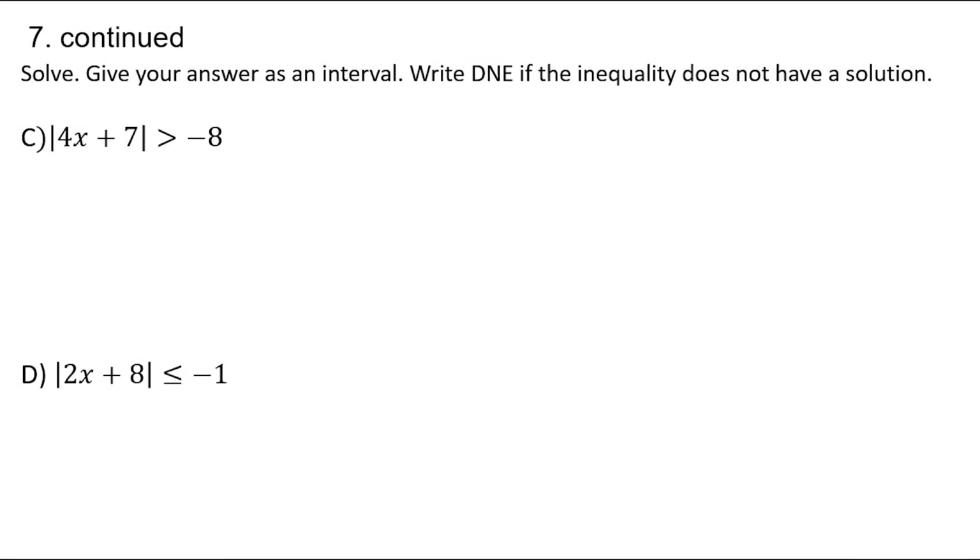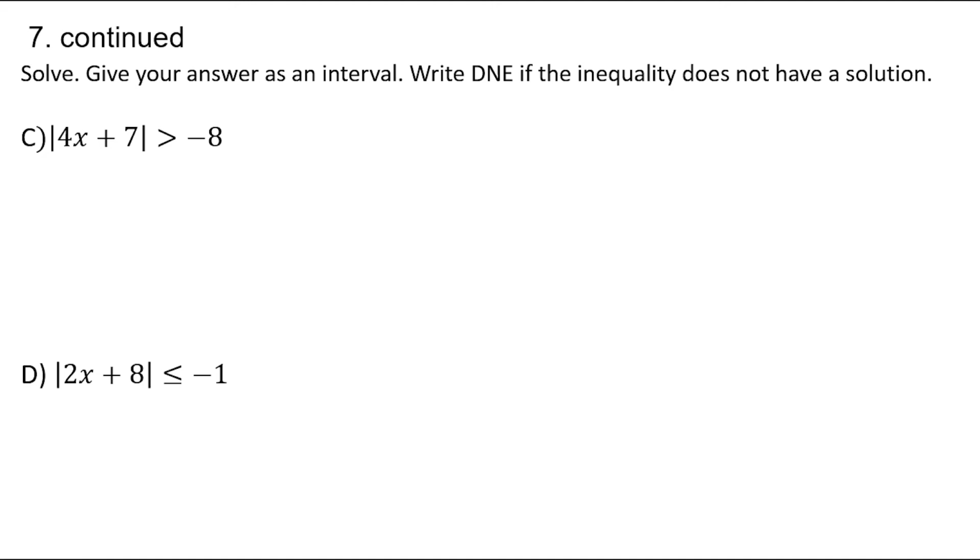All right, so in example C, we're solving another inequality that involves absolute value. And as you can see, the absolute value is isolated by itself, and on the opposite side, we have a negative number. Now, if this was an equation, we would not have a solution.